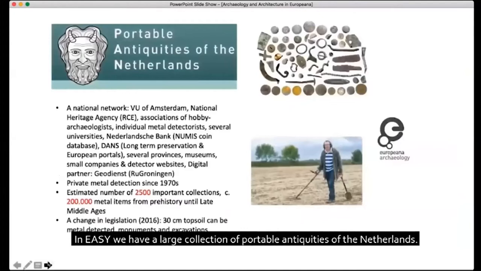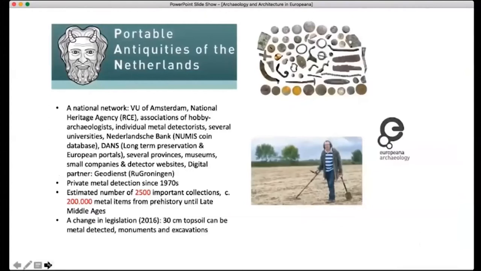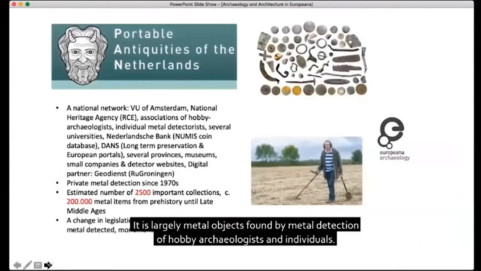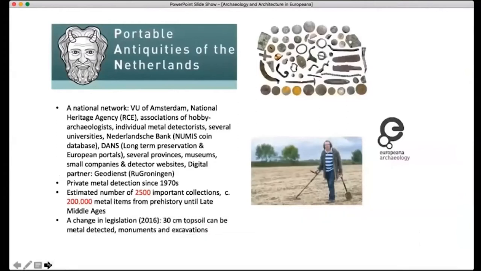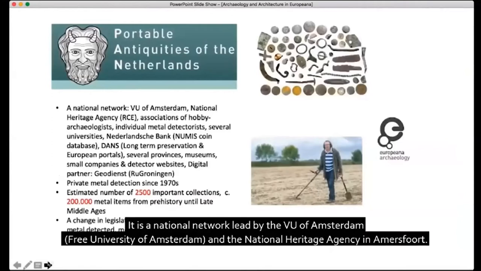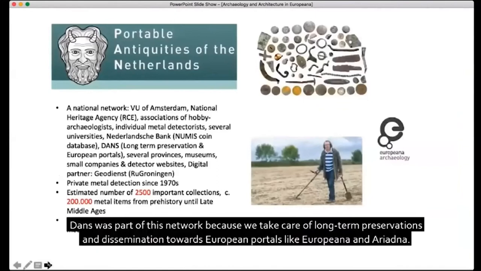In DANS, we have a large collection of the portable antiquities of the Netherlands, which is largely metal objects found by metal detection by hobby archaeologists or individuals. This is a national network and is led by the VU of Amsterdam, the Free University of Amsterdam, and the National Heritage Agency based in Amersfoort. And DANS was part of this network because we take care of long-term preservation and the dissemination towards European portals like Europeana and Ariadne, for instance.